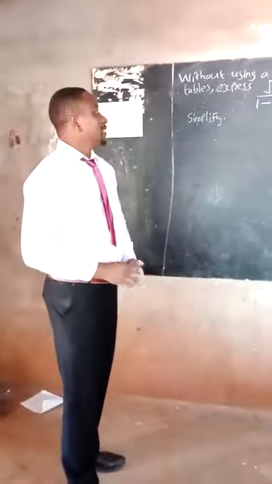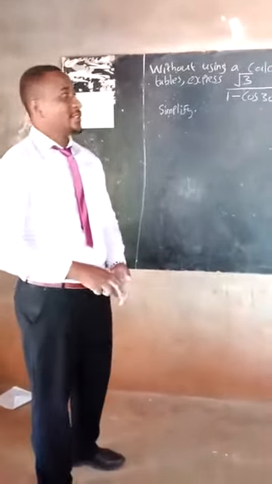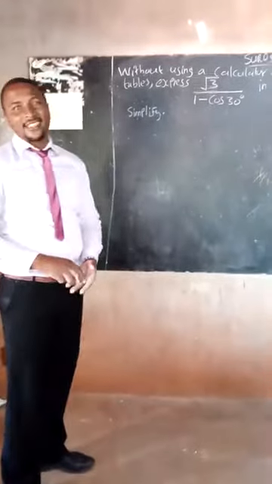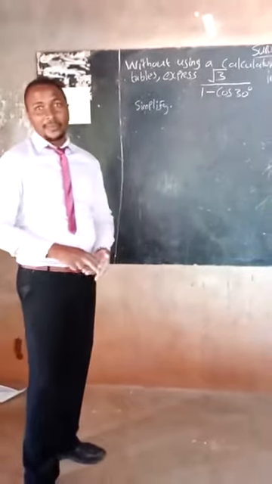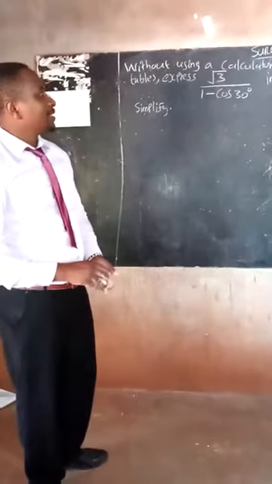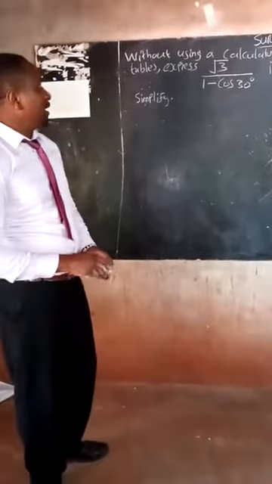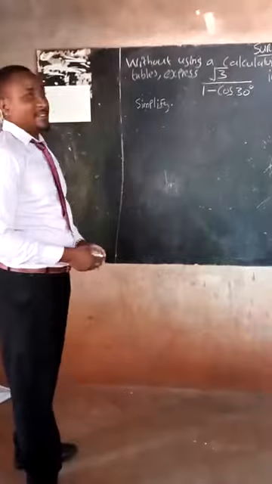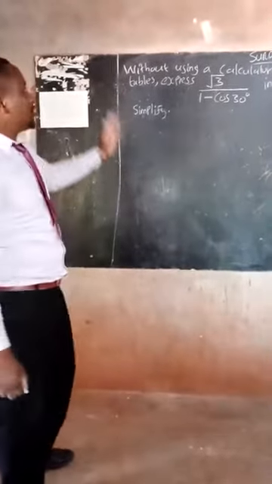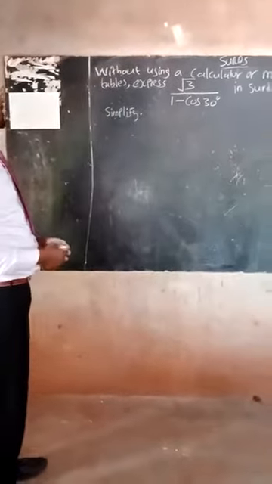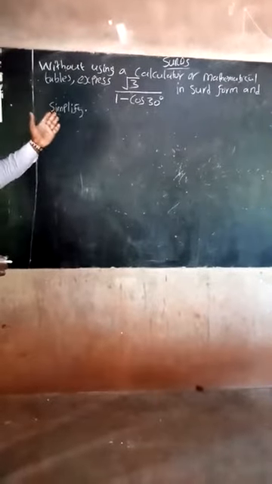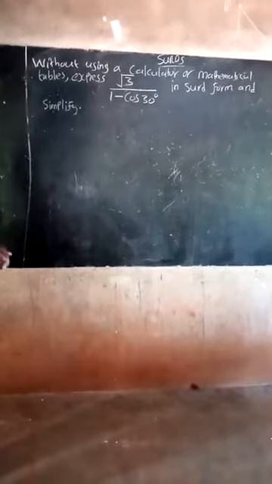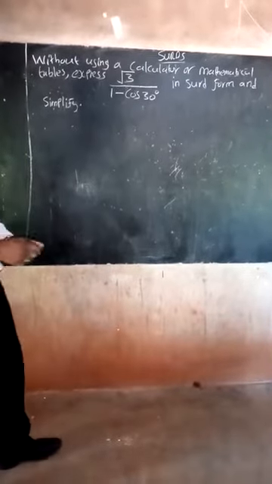Welcome back, and let's continue doing more examples on this topic of sums so that you may be fully equipped with different problems which are asked from this topic. Now here I've got another question which says that without using a calculator or mathematical tables, express root 3 over 1 minus cos 30 degrees in sum form and simplify.